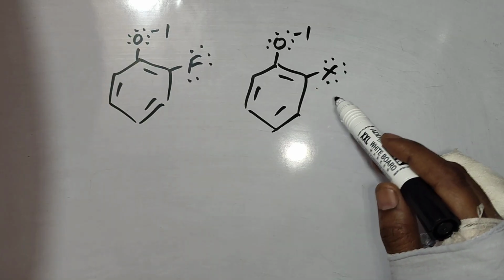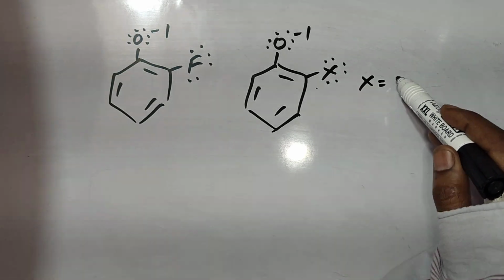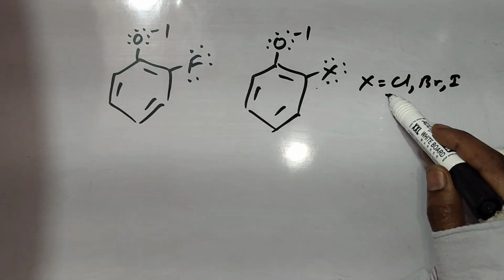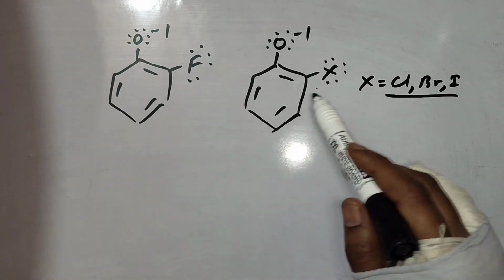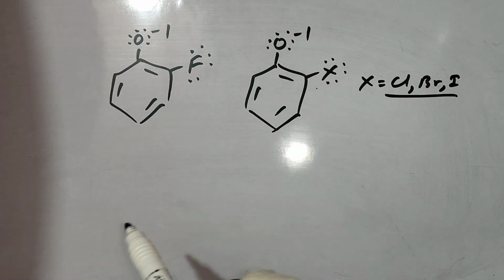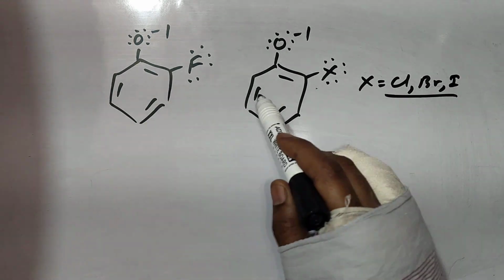from chloro, bromo, iodo. X is representing here chlorine, bromine, iodine. Because these three we need not compare here. We have to compare them simultaneously with orthofluorophenol. Now we will check their stabilities.